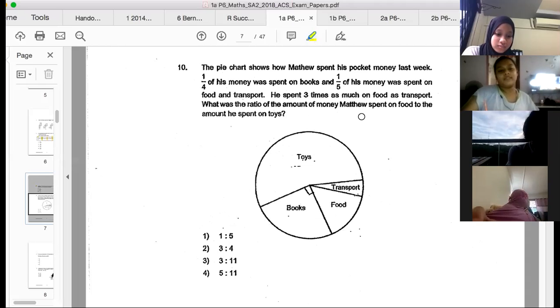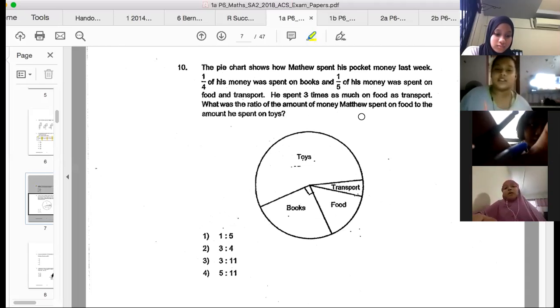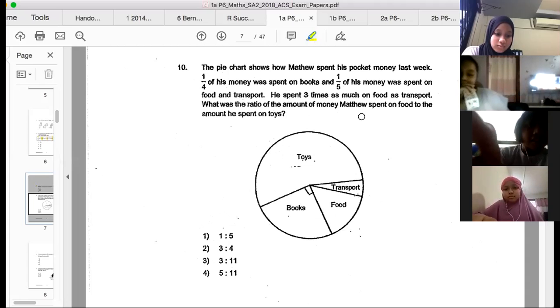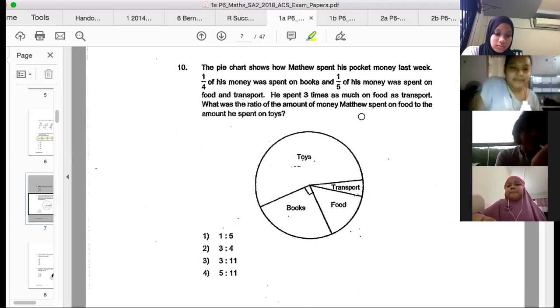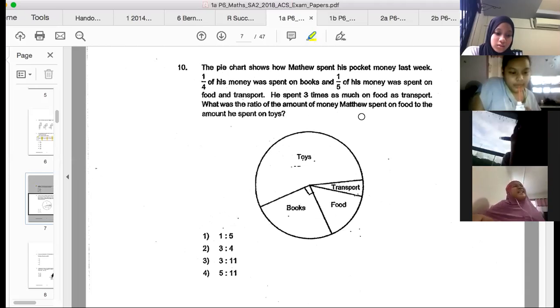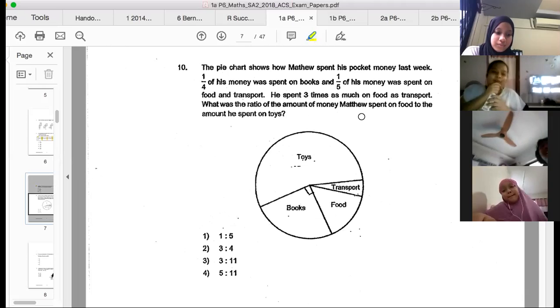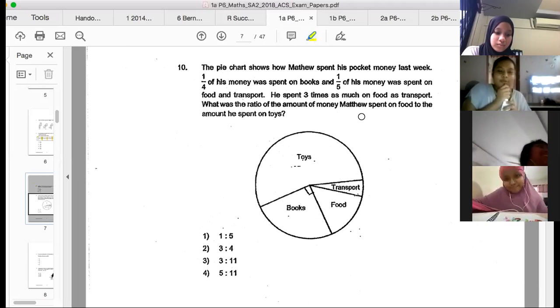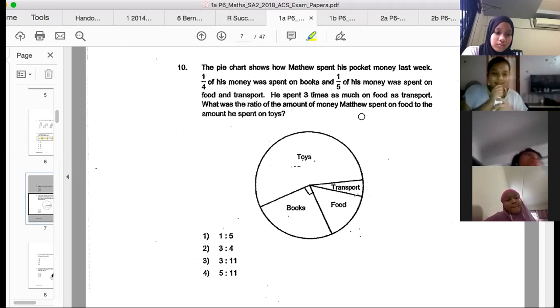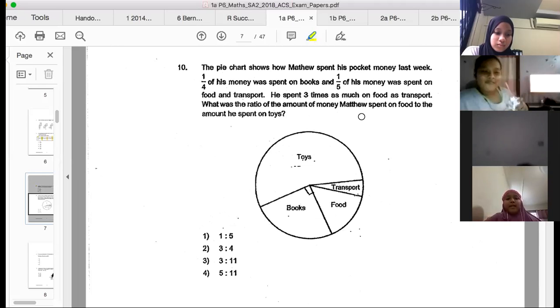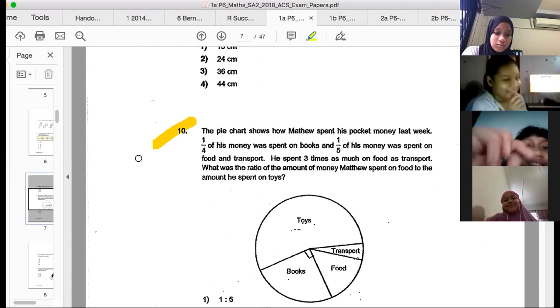I know pie chart is not tested, but this is more ratio and fraction. Just imagine it's ratio. I don't want to know pie chart. But I never learned it, you know. I don't know how to do it. I will learn. Pie chart is like a pie, a big pie. Okay lah, then we move on.